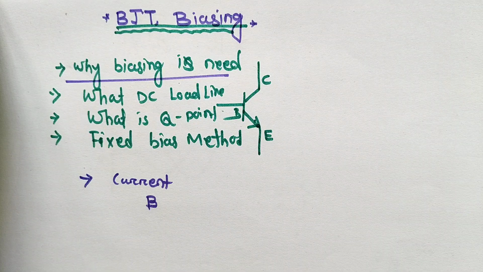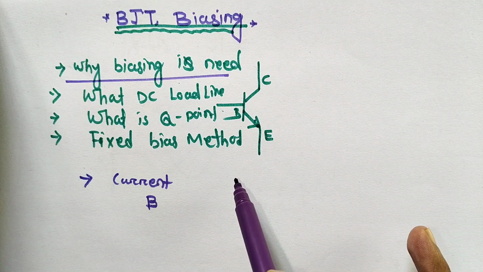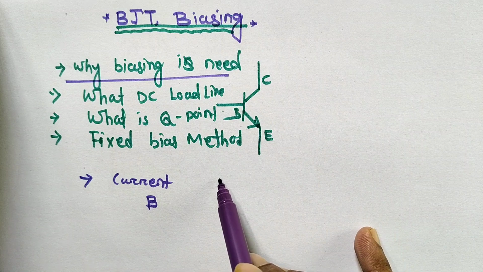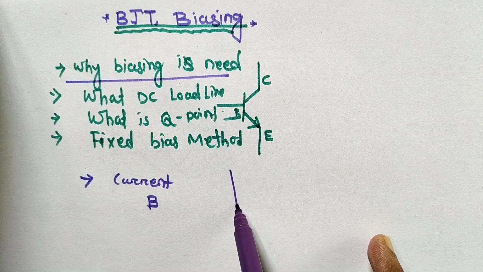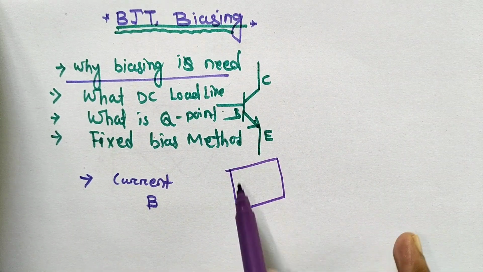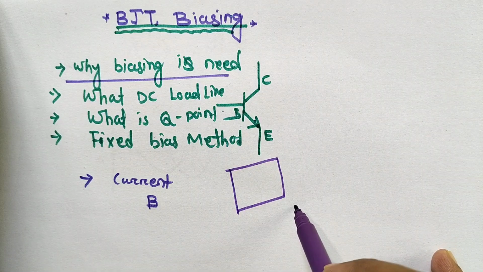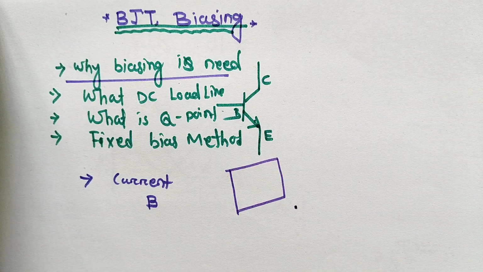If the transistor is not properly biased, it may enter cutoff or go into saturation. For amplification we need it in the active region only. If it goes into the cutoff or saturation region, then it is not useful.